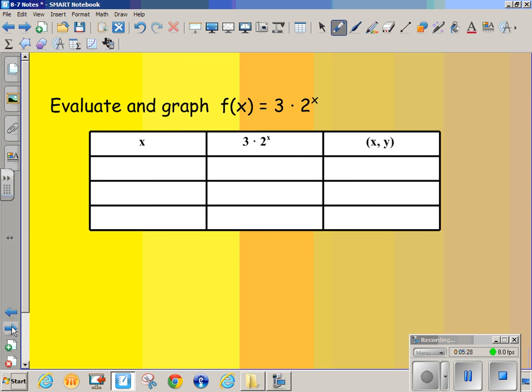Our next example, evaluate and graph the function f of x is equal to 3 times 2 raised to the x power, where 3 is a, 2 is b, raised to the x. So that's the original function. And I'm going to put a few more points in here so we can see. -2, -1, 0, 1, and 2 I'm going to use for my domain. And then I just want to substitute in.